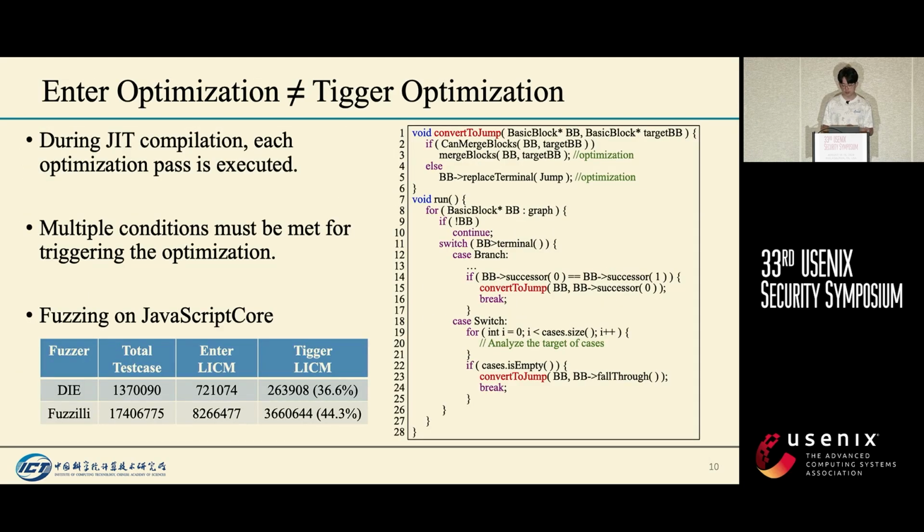The first observation is entering optimization is not equivalent to triggering optimization. During JIT compilation, each optimization is executed. However, not every executed optimization will actually result in code transformation. Engine designers often design optimizations specifically for certain patterns in the JavaScript programs. So multiple conditions must be met for triggering the optimization.